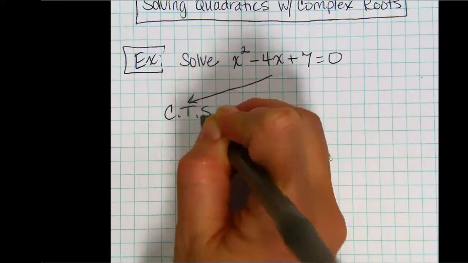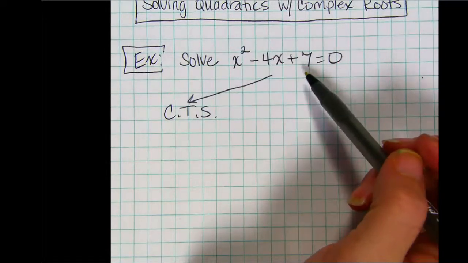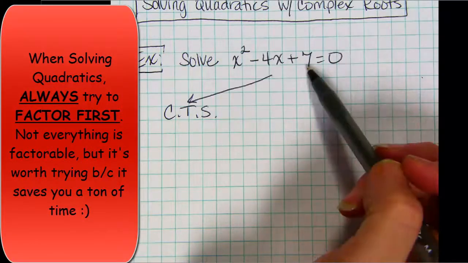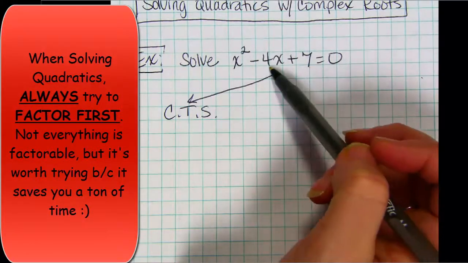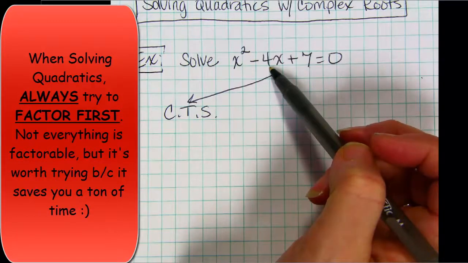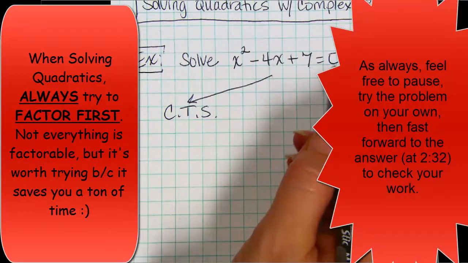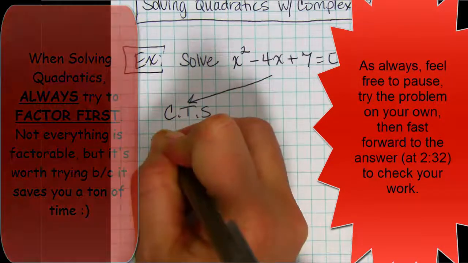Now, I should backtrack a minute and say I always try to factor first. But here there are no numbers that multiply to 7 and add to negative 4, so it's not going to help me. Alright, so when I complete the square on this, I'm going to move the c term out of the way. So x squared minus 4x is negative 7.